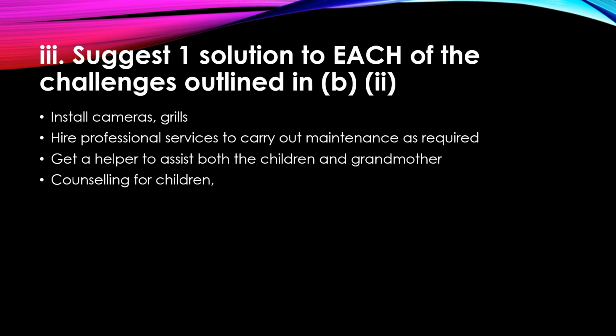B3. Suggest one solution to each of the challenges outlined in B2. Therefore, you're going to be suggesting a solution for each of the challenges that you would have named at B2. 1. They can install cameras or grills. 2. Hire professional services to carry out maintenance as required. 3. Get a helper to assist both the children and the grandmother. And 4. Counseling for the children.